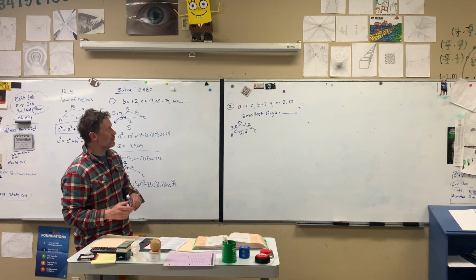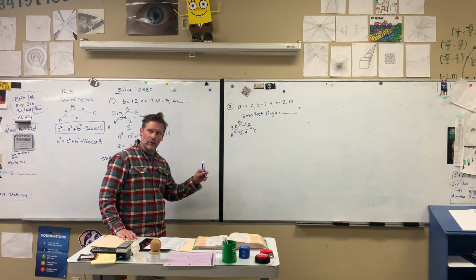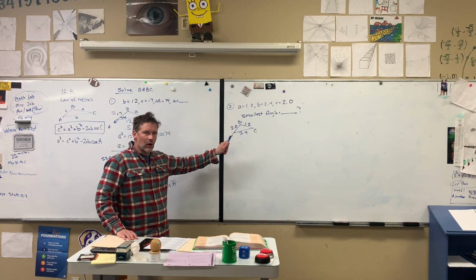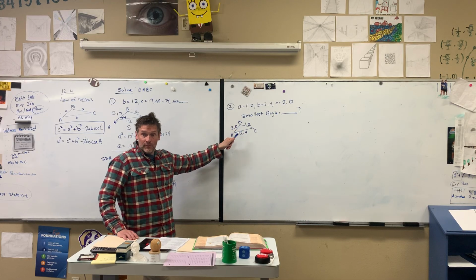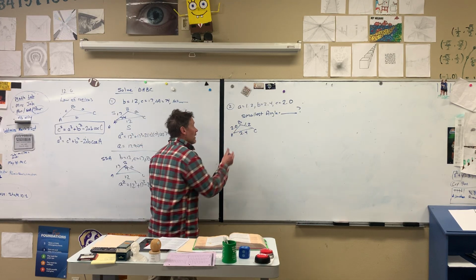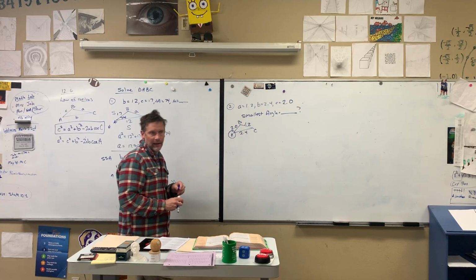If you want to find the smallest angle, we've got to think through our geometry knowledge. Which one's going to be the smallest angle? A. Why is A going to be the smallest angle? Opposite the small side. Nice. So you were trying to find what angle? Angle A.